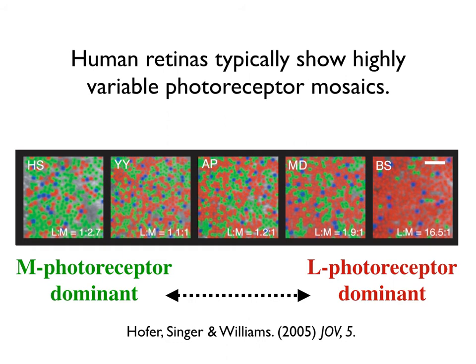So some individuals, examples shown on the left, have photoreceptor mosaics that are highly M cone dominant, whereas other individuals have photoreceptor mosaics that are highly L cone dominant, as shown on the right. And we know that these kinds of variations in photoreceptor mosaic affect color perception. This is not the kind of information we presently have available to us about Concetta's retinas.